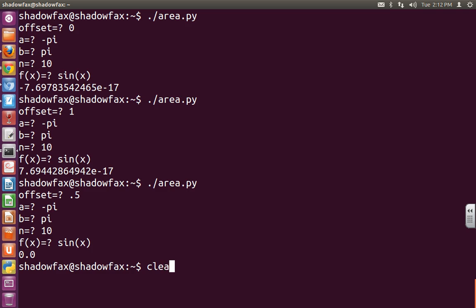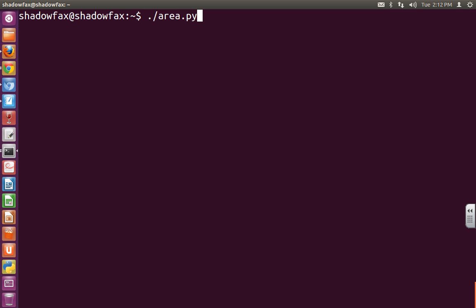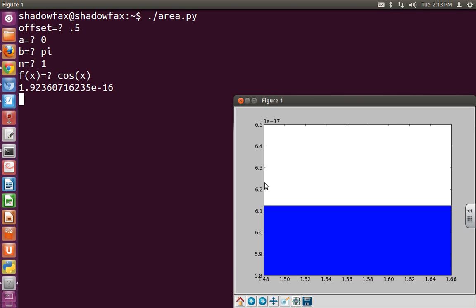Yeah, just for fun, how about we do cosine? Let's make an offset of 0.5 and go from 0 to pi in one rectangle on cosine. Why did I get that? Because one rectangle, right? Okay. So that estimate is again 0.